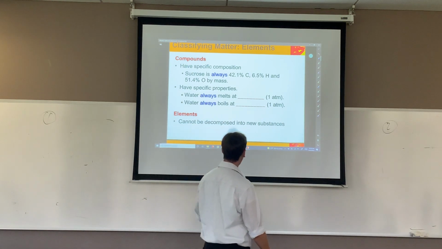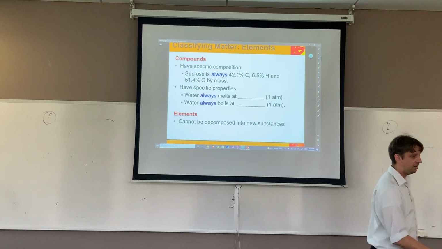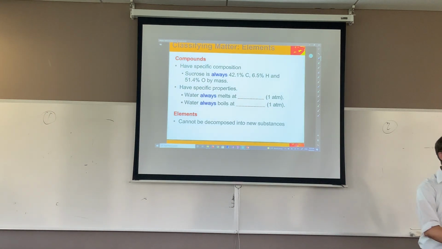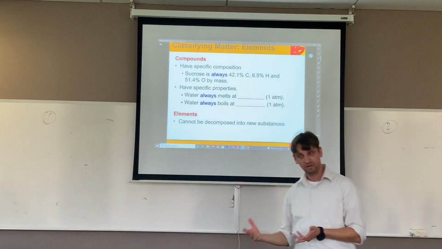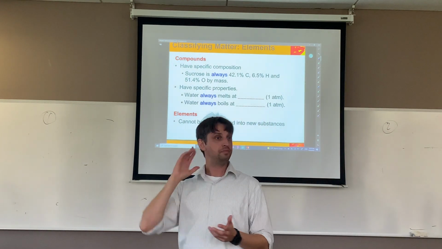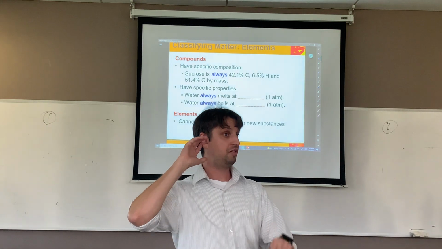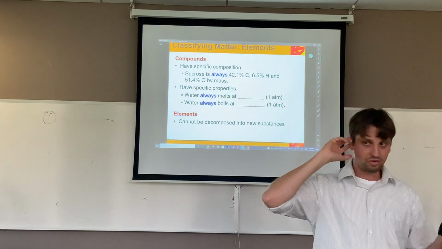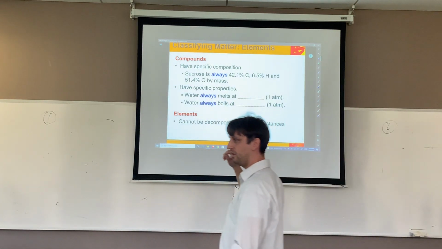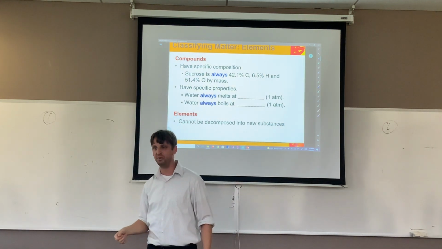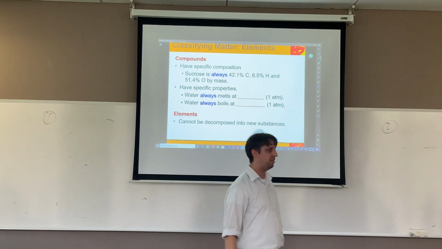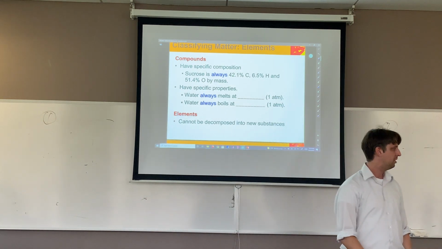Compounds have specific properties. Now this is something that if you haven't already memorized, at least put it in the books, right? Water always melts at 32 degrees Fahrenheit, but we'll talk about this in just a minute. We don't really deal with Fahrenheit too much in the world of chemistry. We're going to be dealing with what's known as the SI units, right?